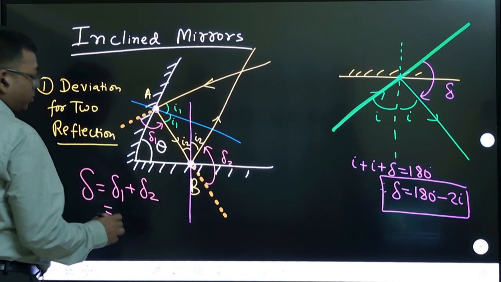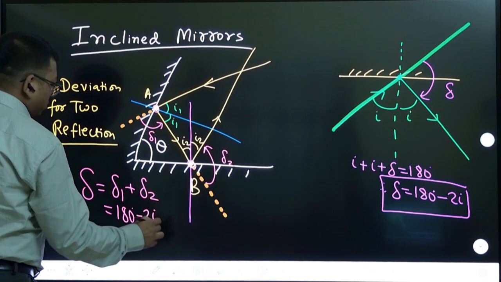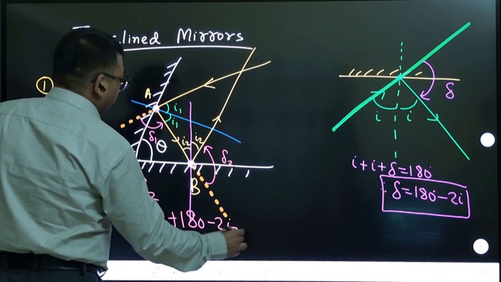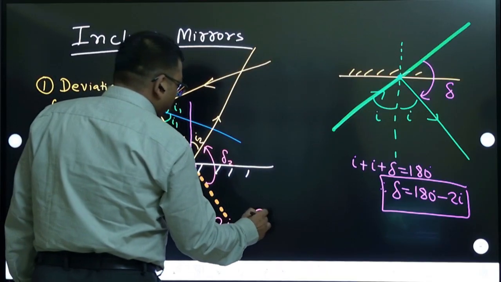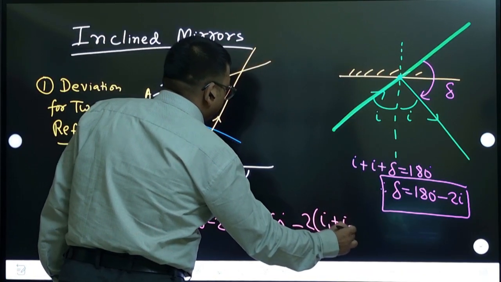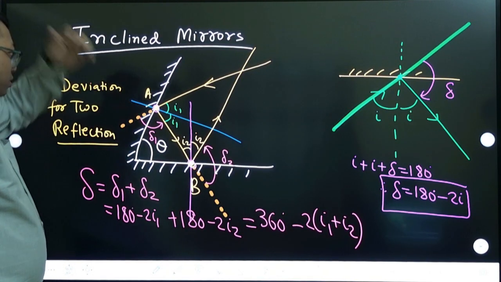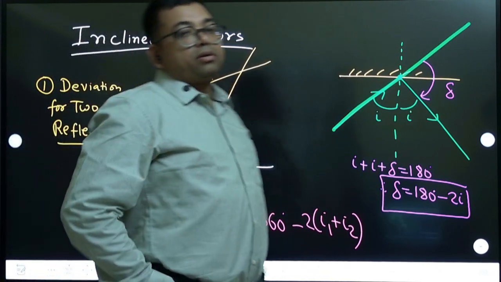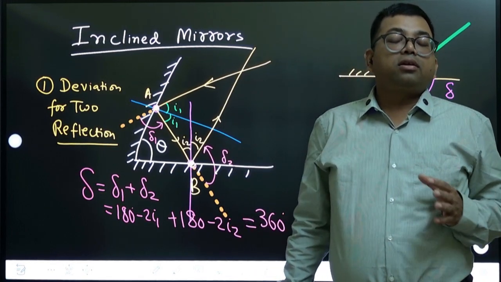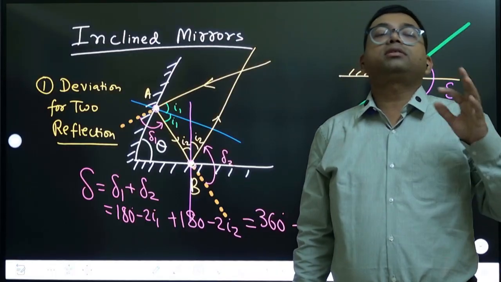And the deviation formula we know, 180 minus 2i. Here first with i1, then for this one, 180 minus 2i2. So 180 plus 180 becomes 360 degrees minus 2 times (i1 plus i2), you can take it common. Now what is i1 plus i2, that we need to find out. I think all of you know one very simple and common important thing. I will tell you simply, without doing much calculation, you will find out what is i1 plus i2.